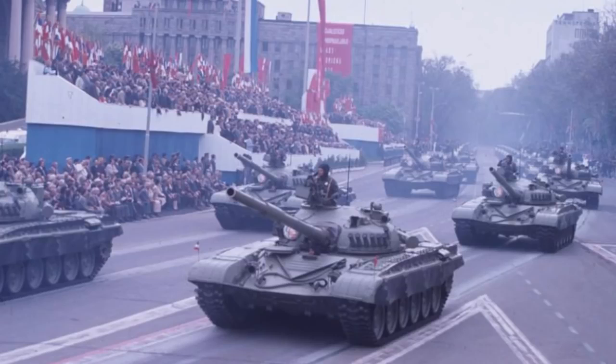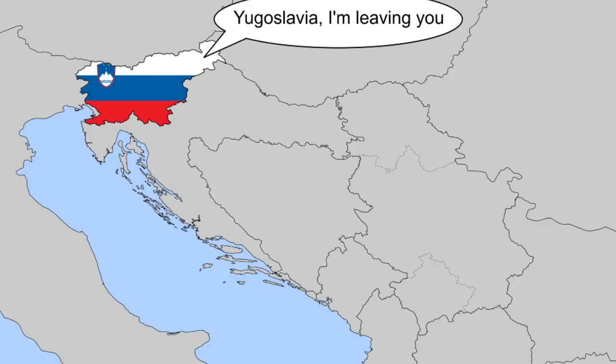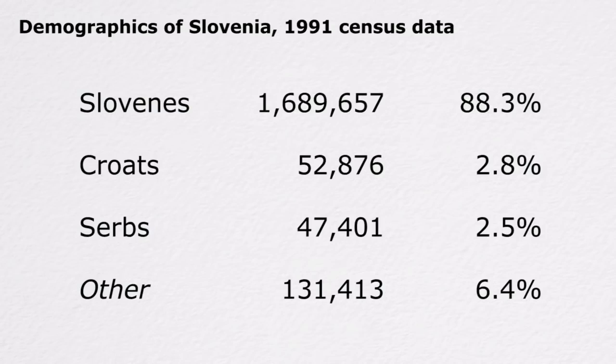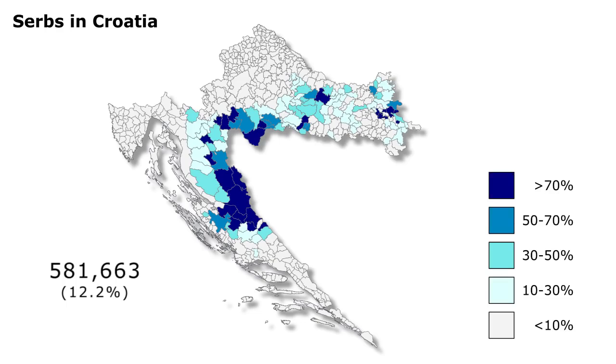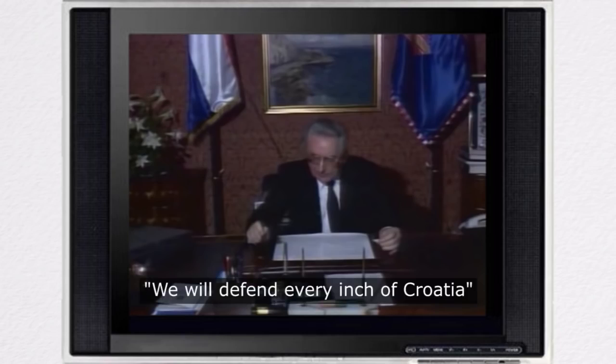However, Serbia's authorization was required, but Serbia refused. The Serbian representatives within Yugoslavia didn't care if Slovenia left. Slovenia was a country of almost entirely ethnic Slovenes. Because there were very few Serbs within Slovenia, Serbia didn't care if they left. Croatia, on the other hand, was a different story, therefore Serbia were unwilling to let them leave so easily. The Croatian president publicly stated that he would defend every inch of Croatia.